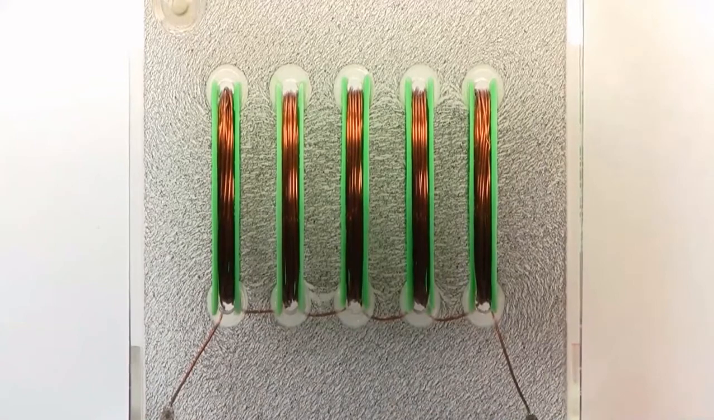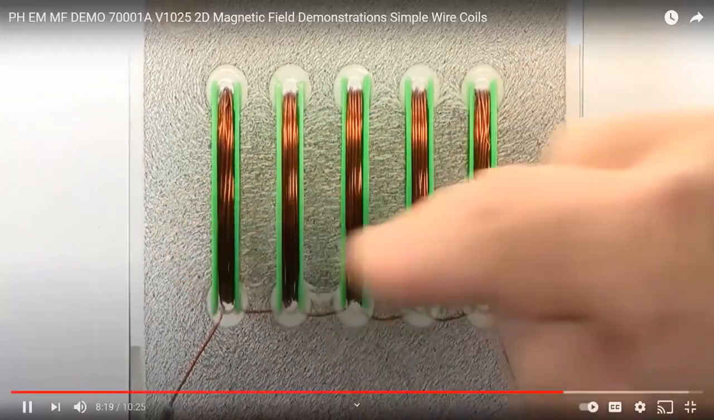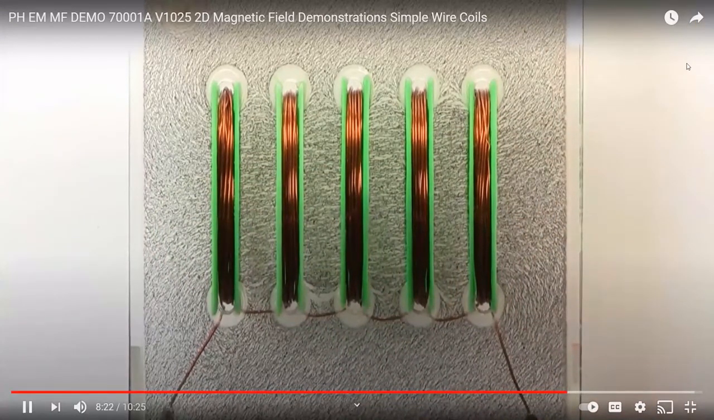Okay, so we can see down the centre here, we've got the iron powder lining up. It's curving at the edges. Let's zoom in a little bit closer.